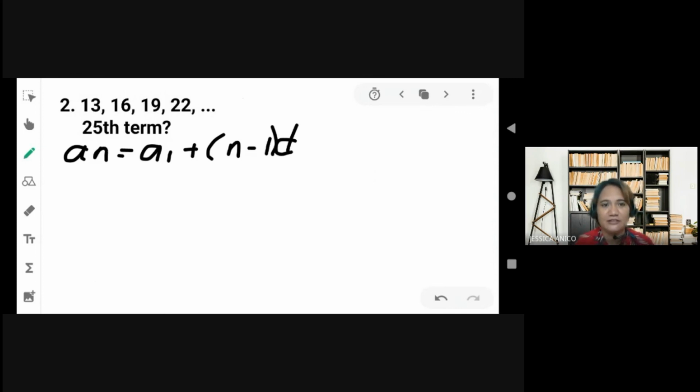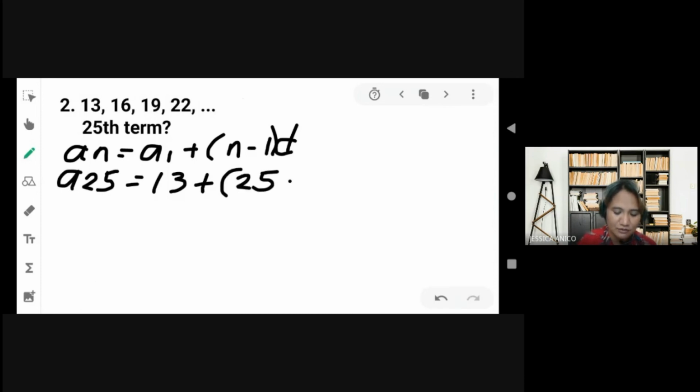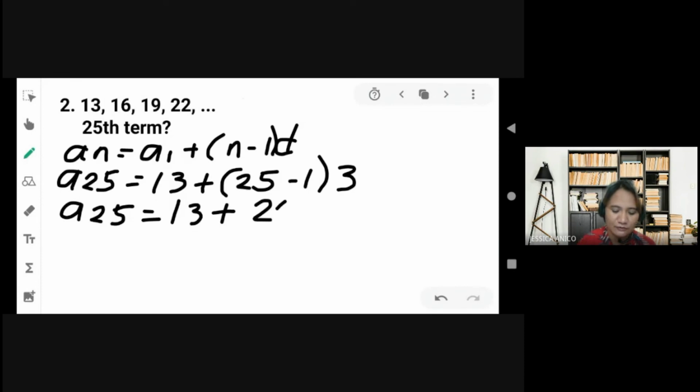Replace the given. Wala tayong a sub n, hinahanap natin ay a sub 25. Ang a sub 1 natin ay 13. Then, ang n natin ay 25. Minus 1. What is the common difference? We have 3. Let us solve. The a sub 25 is equals to 13 plus 25 minus 1 is 24.